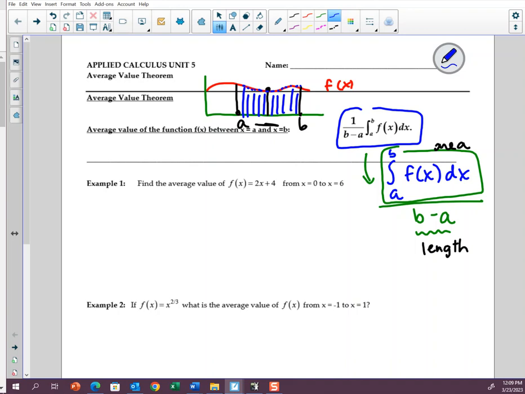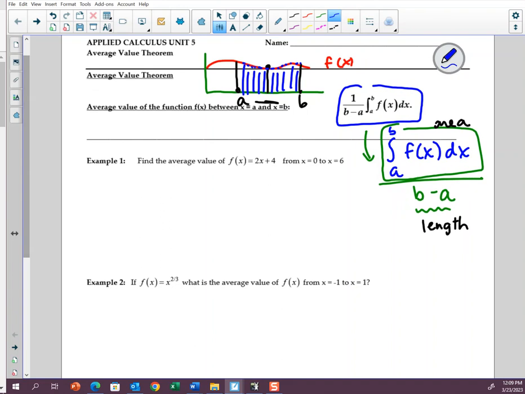It's a little easier to understand with a problem that has a context versus just a function. I'm going to show you an example here with just a function. I'm going to do example 1, and then I'm going to leave examples 2 and 3 for you to try and check your answers, and then we'll do an application problem on the back.